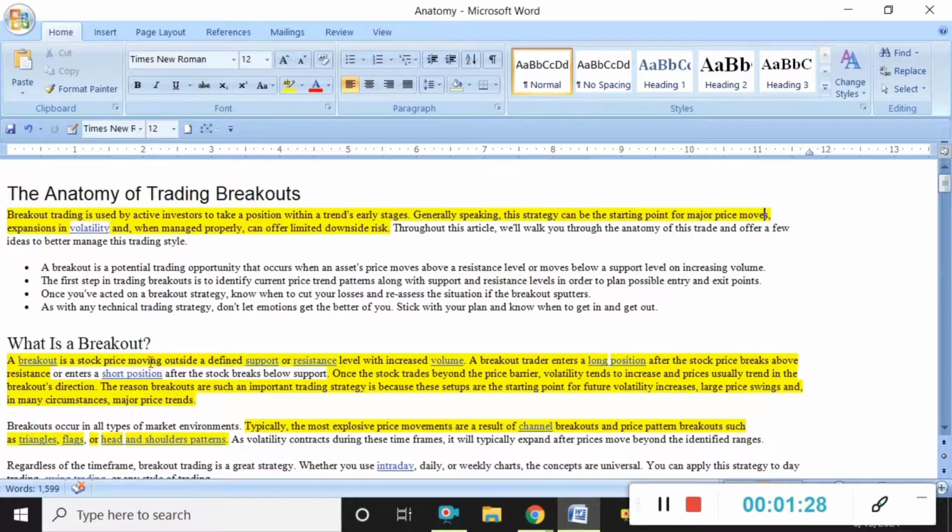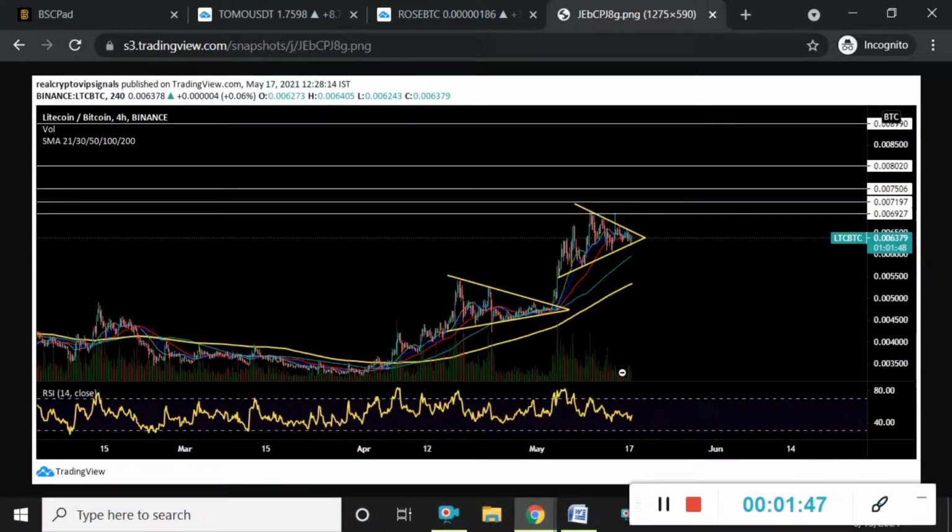What is a breakout? A breakout is a stock price moving outside a defined support or resistance level with increased volume. A breakout trader enters a long position after the stock price breaks above resistance. Once the stock trades beyond the price barrier, volatility tends to increase, and prices usually trend in the breakout's direction. Here on the LTC chart we need volume as confirmation, which will indicate that many others are looking at the exact same trade and hence backs up the breakout.